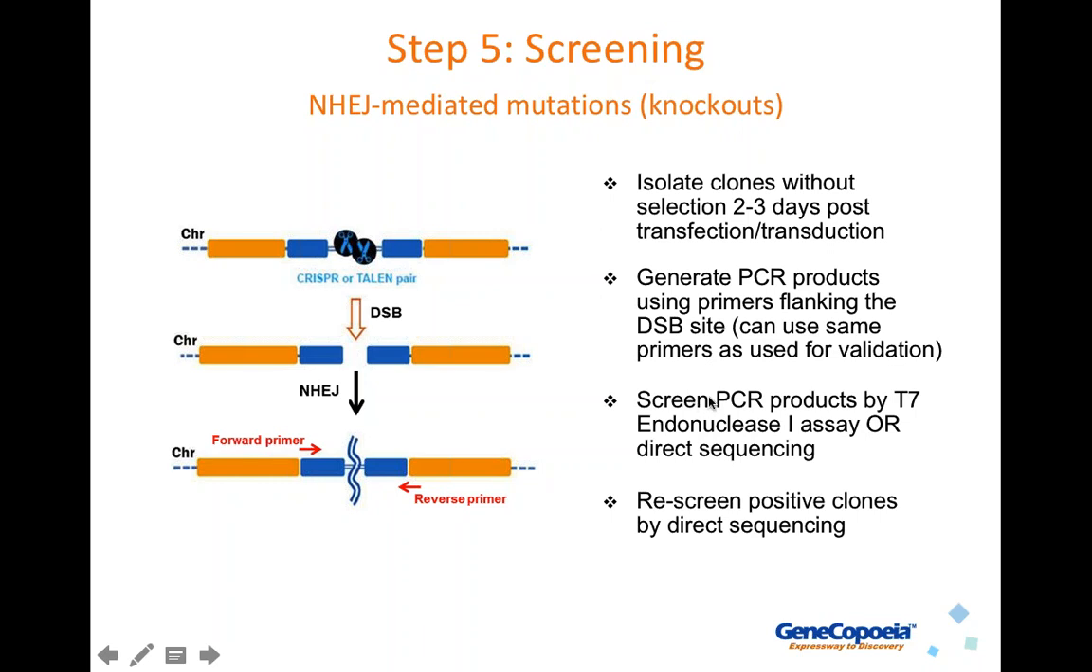And then you can screen the PCR products using the T7 endonuclease 1 assay or by direct sequencing. And then we recommend rescreening positive clones by direct sequencing.